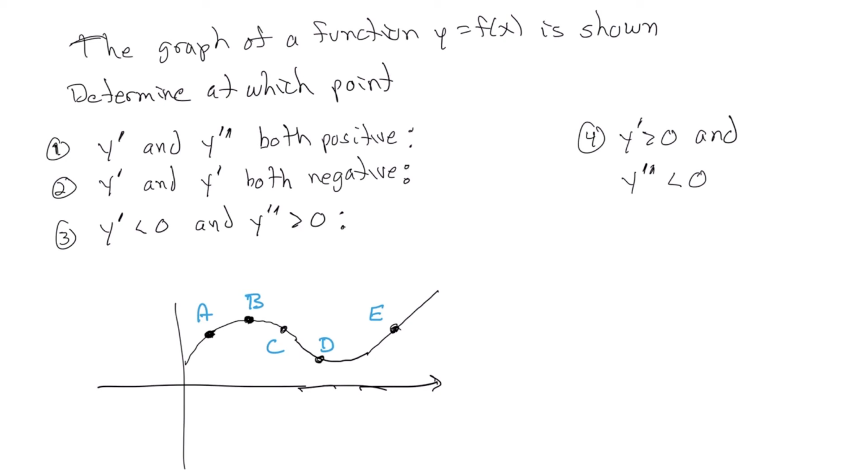So number 1 says y prime, y double prime are both positive. Number 2 says y prime, y double prime are both negative. Let me fix that double prime there. Number 3, y prime is negative, y double prime is positive. And then number 4, y prime is positive, y double prime is negative. So let's just look at the graph. Let's just move left to right here chronologically as x increases.